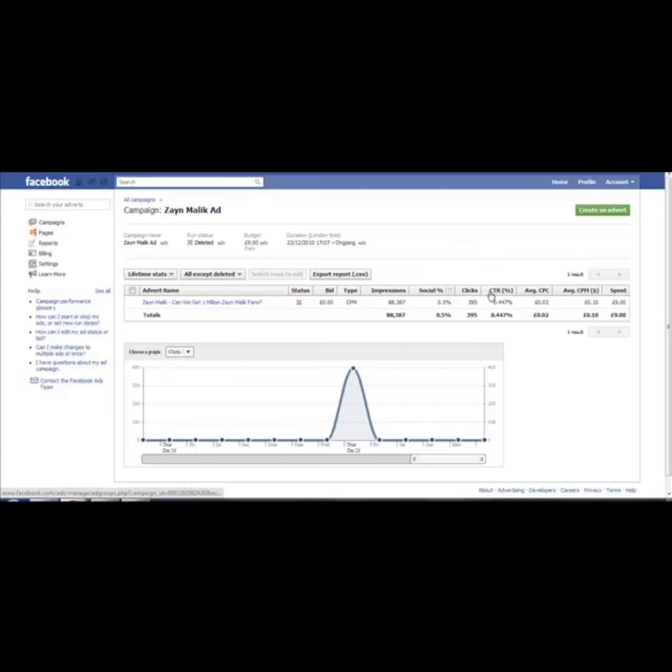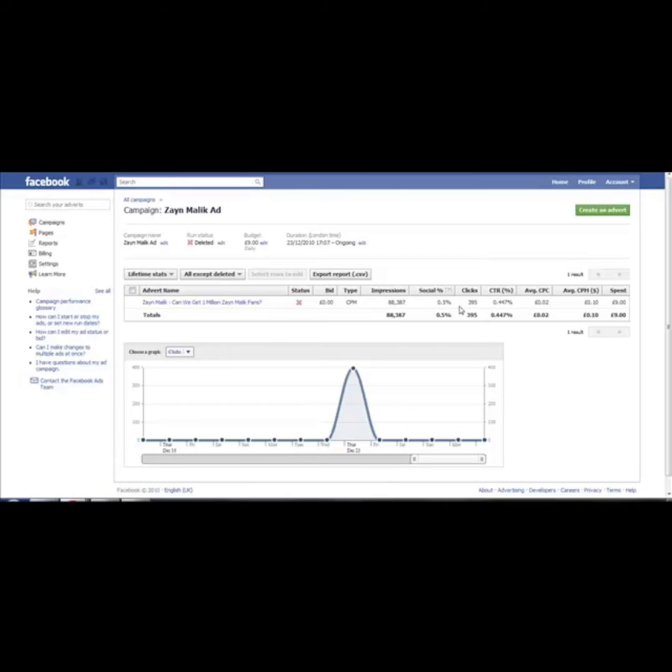You should also pay attention to something called social percentage. This is the percentage of impressions where the viewer of the advert also saw that one or more friends liked your page. So, for example, if I see an advert of, I don't know, Beyonce, and I click like on the advert, and then my friends see me clicking like on my wall, they're going to also take action, just because I actually clicked like.